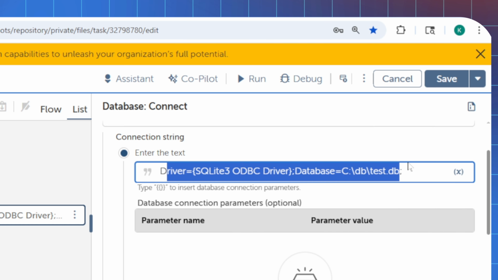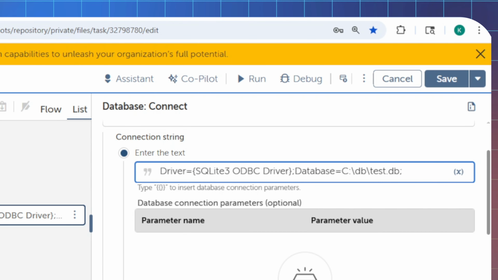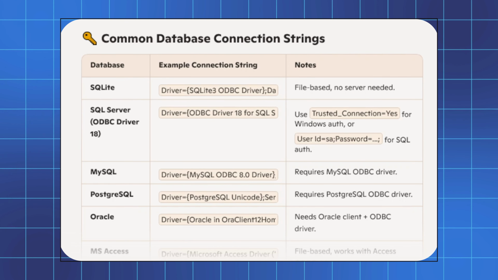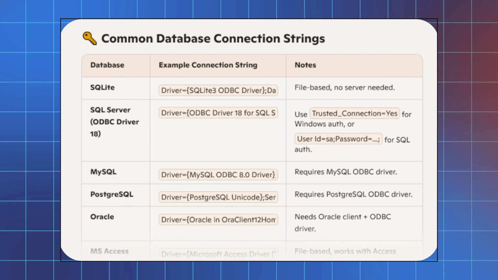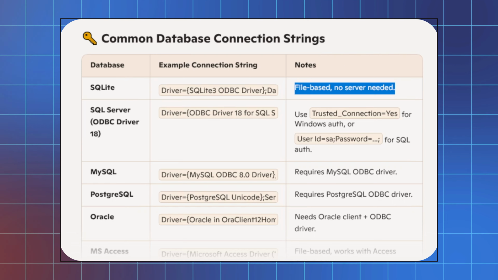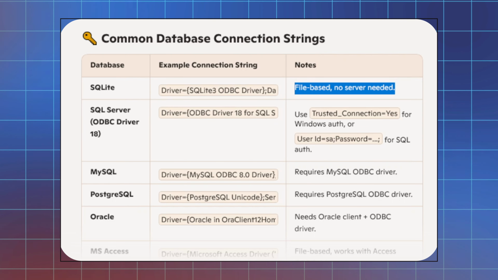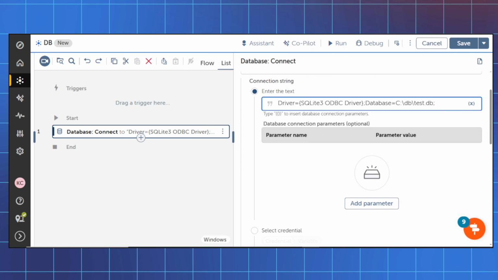So I provided this connection string. This is the database file which is stored in my local machine. And if you are using any other type of database, as I said, Oracle or SQL Server, you would enter server details instead of the file path. All those things you need to provide. Here you can see some connection strings of popular databases, but in our example, we are using SQLite. So this is the connection string for SQLite.